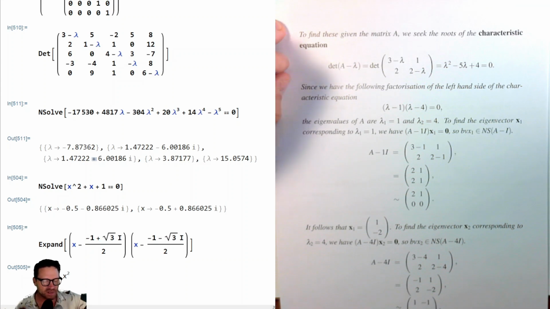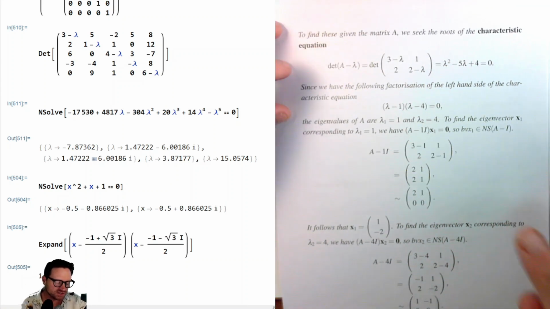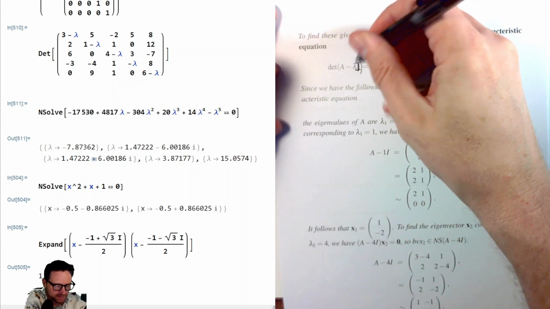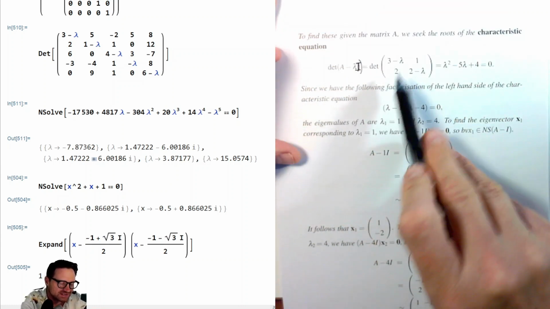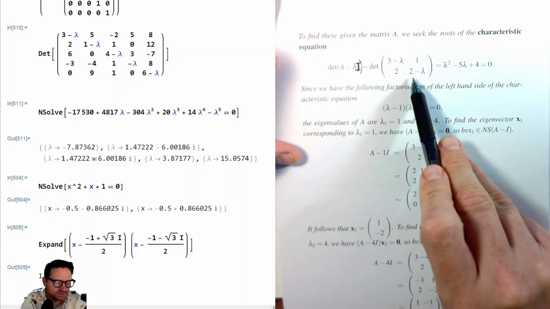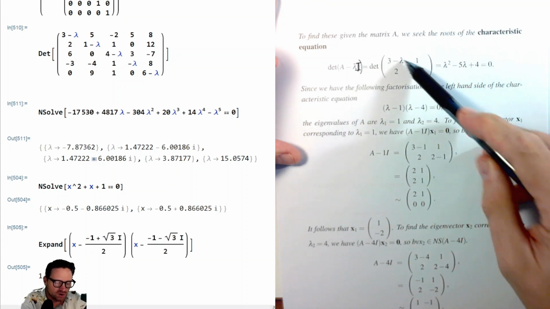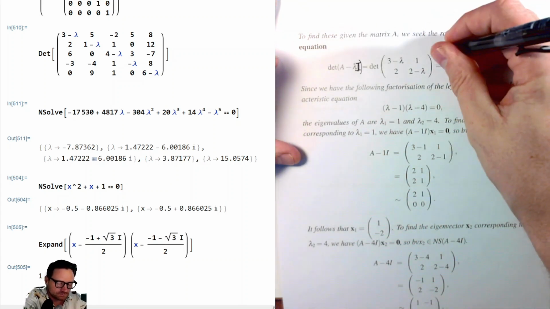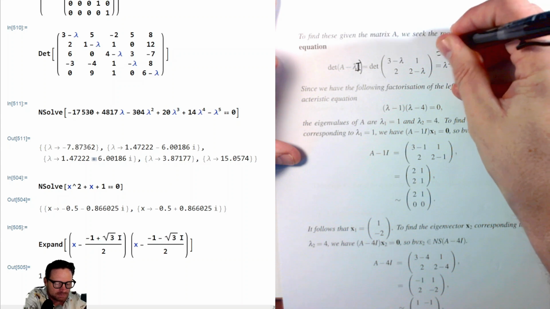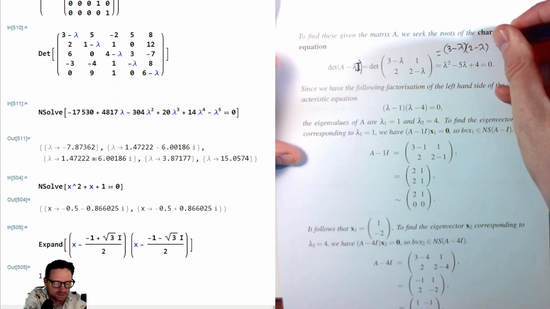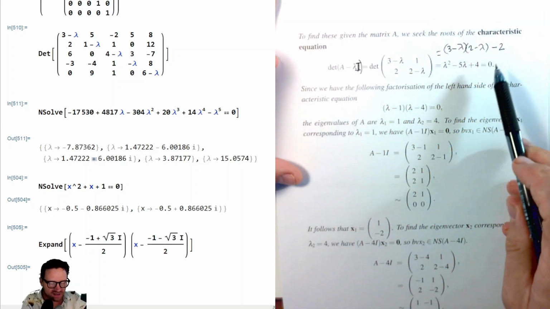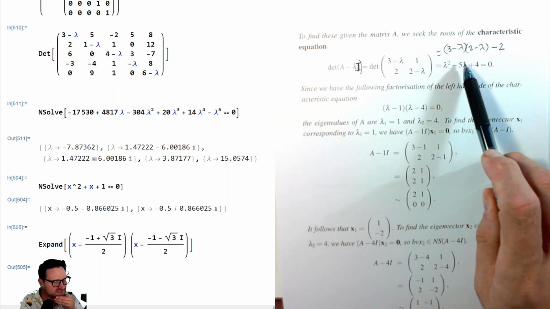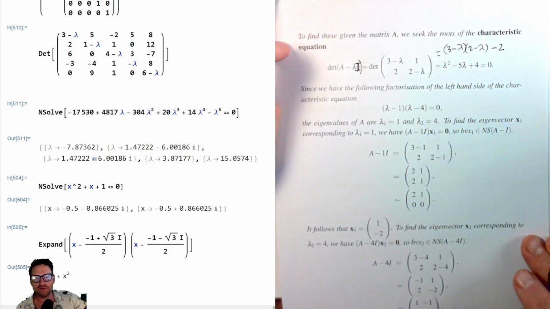Okay, now to find these given the matrix A, we seek the roots of the characteristic equation. Now this should say A minus lambda I, so change that in your copy. So the determinant of A minus lambda I is the determinant of 3 minus lambda, 1, 2, 2 minus lambda. If we take the product of the diagonals and subtract the product of the off diagonals, we've got 3 minus lambda times 2 minus lambda minus 2, and when you expand that out, you've got lambda squared minus 5 lambda plus 6 minus 2 equals 0.